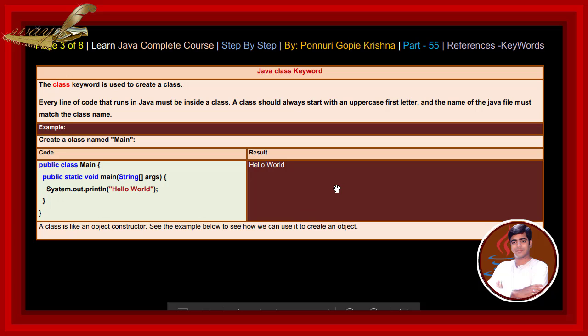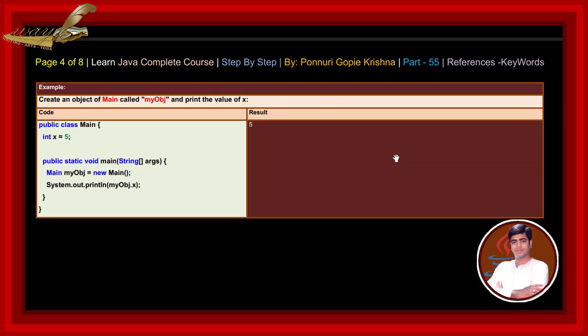A class is like an object constructor. See the example below of how we can use it to create an object. This is an example for an object. Create an object of Main called myObject and print the value of x. If you write and execute this code using myObject, see the result printed is 5.